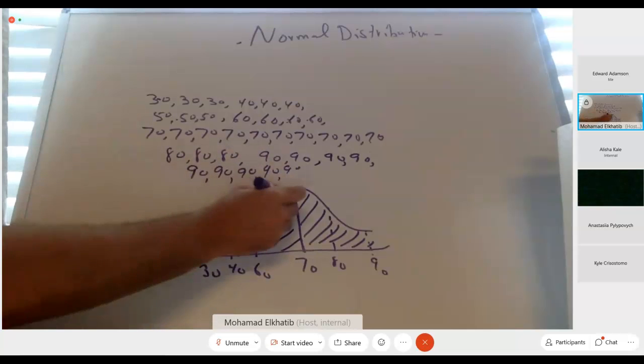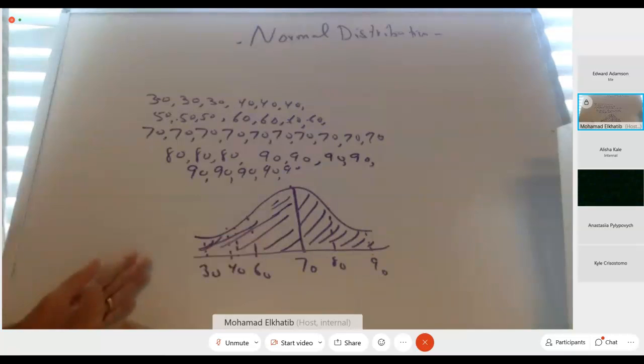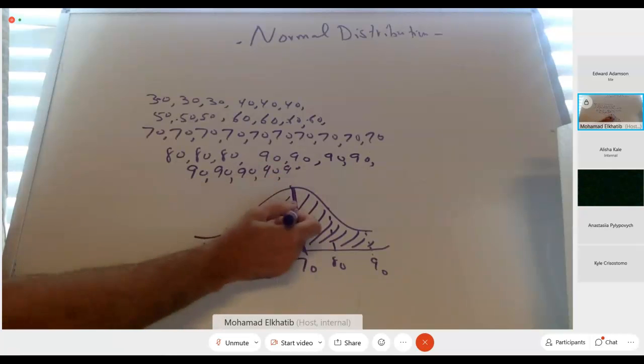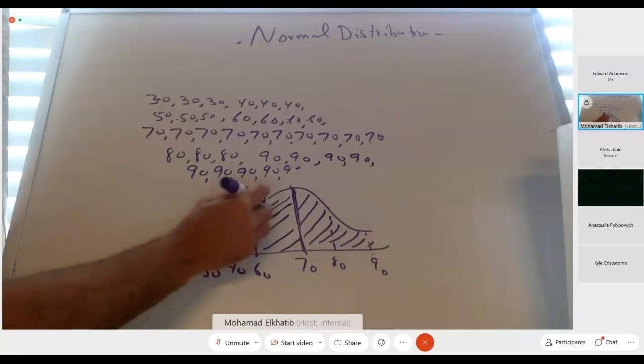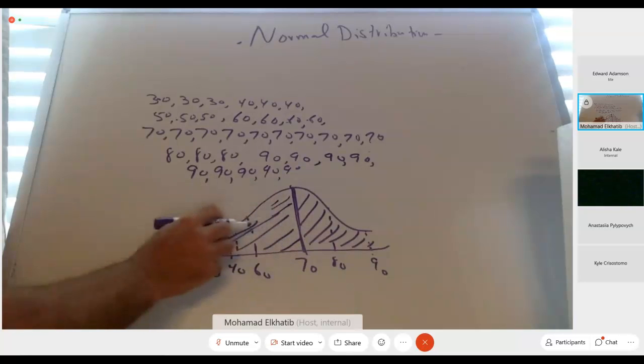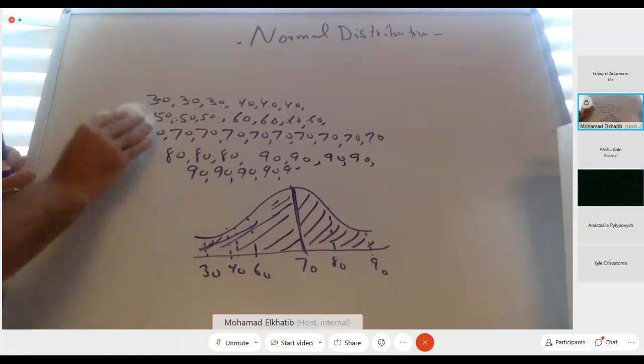70 is the average. The number of students who made below 70 is the same as the number of students who made above 70. If that's the case, we call that normal distribution data. And the beauty about it is it is divided in the middle. If this area is 100%, this is 50%, that's 50%, because I have the same number of data above 70 as I do below 70. Okay? All right.